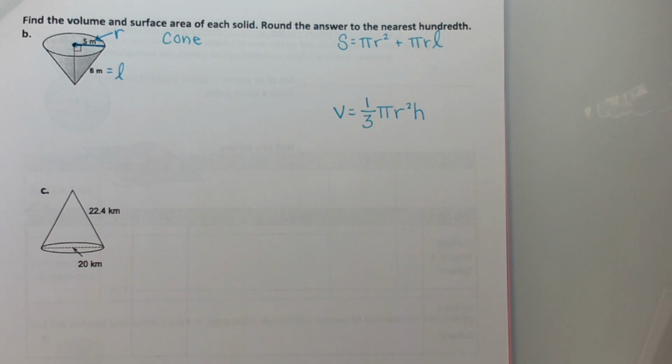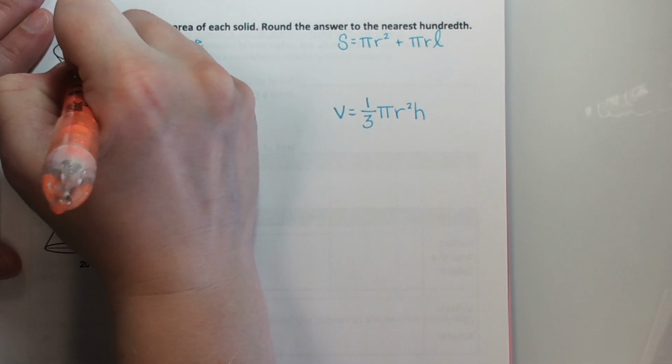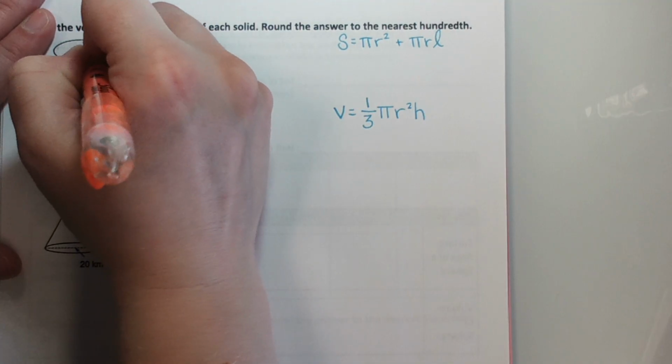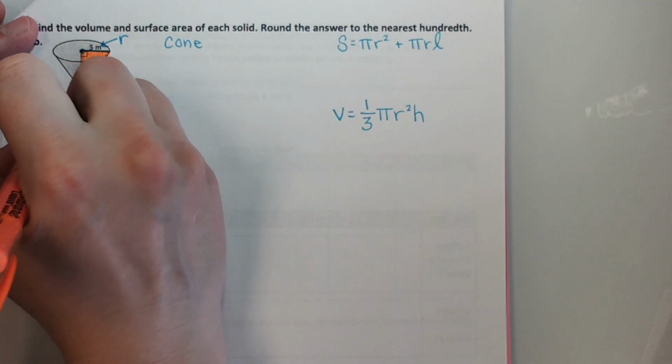When you are missing something, what shape do you use to help find it? You use a right triangle. Cones are a lot like pyramids. There are right triangles built in, connecting the radius, the slant height, and the true height of the shape. So sometimes you're going to have to use those right triangles to your advantage.